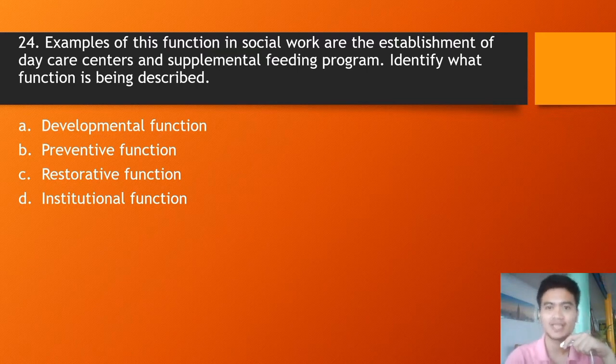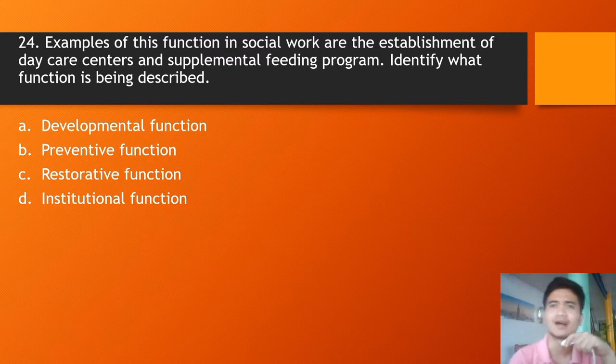Preventive function, on the other hand, these are the functions performed by the social worker if there are potential areas of problem. No? Preventive is better than cure, sabi nga nila. So mas cost efficient yung preventive function as compared sa restorative. It's because hindi pa lang nagsimula yung problema or makikita mo lang possible areas na magkakaroon ng problem, intervene ka, so mas mura. Makaka-save ka ng resources.